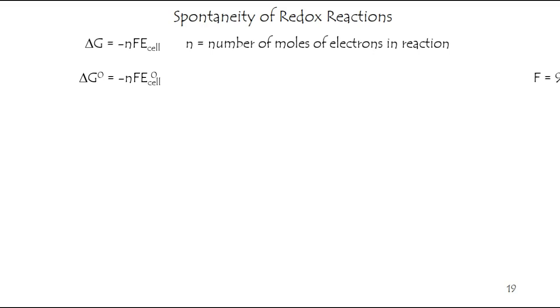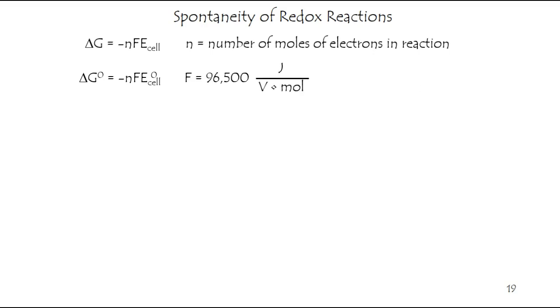That's equal to the negative value of the number of electrons involved times the Faraday constant times the electromotive force of that cell. And if it's under standard conditions, and it usually is, we can write E0 and look them up in a standard reduction potential table. There's the number of moles of electrons.